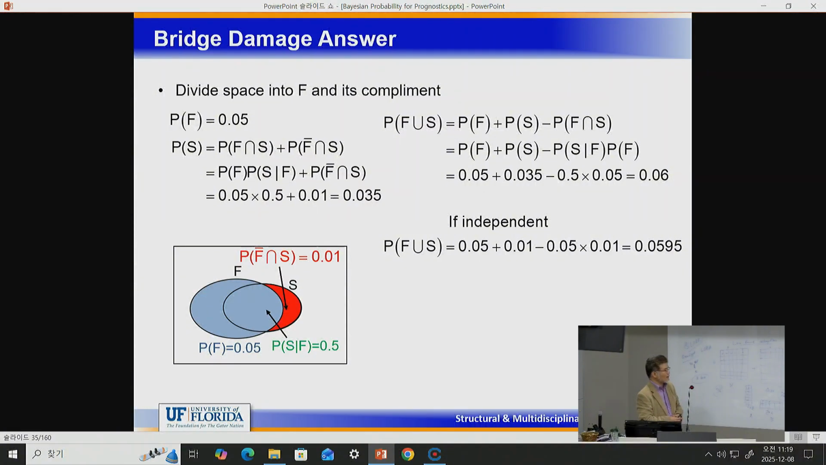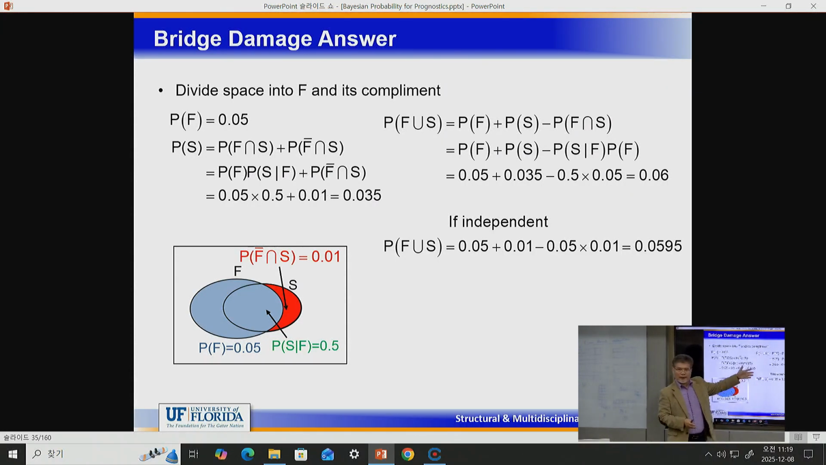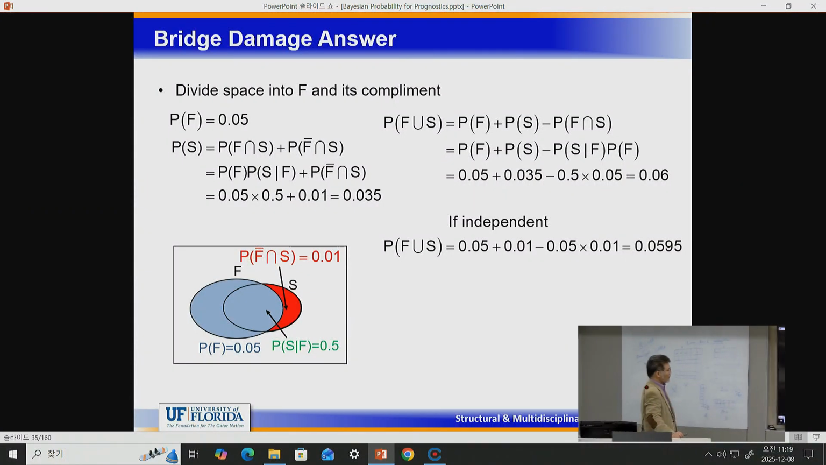The take-home lesson here is that the independence assumption always underestimates your probability of failure. So that means it's dangerous. We should calculate more accurately than that.